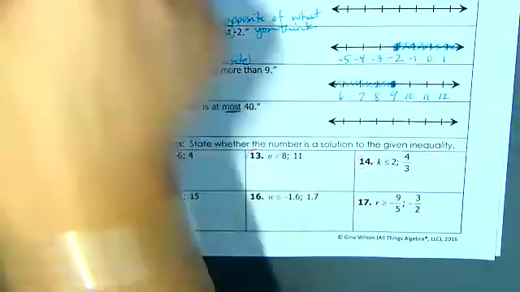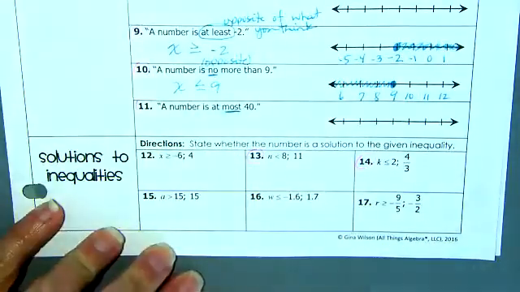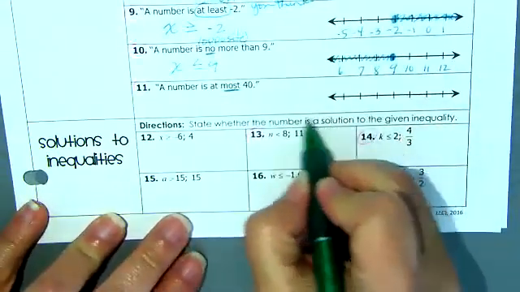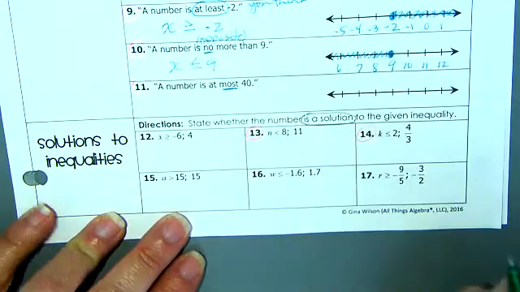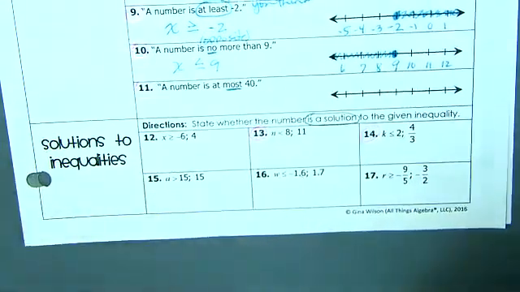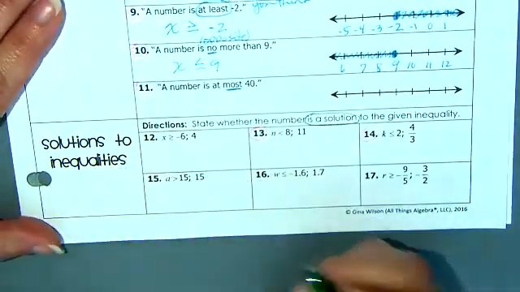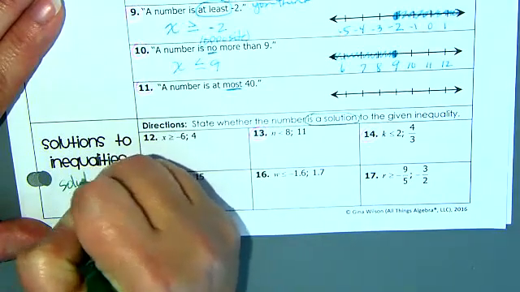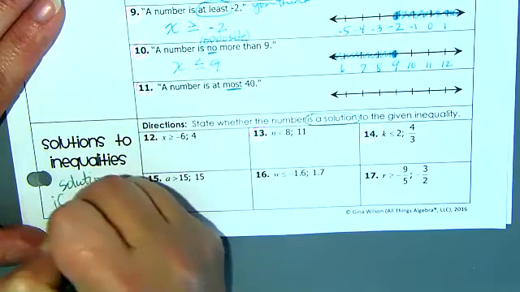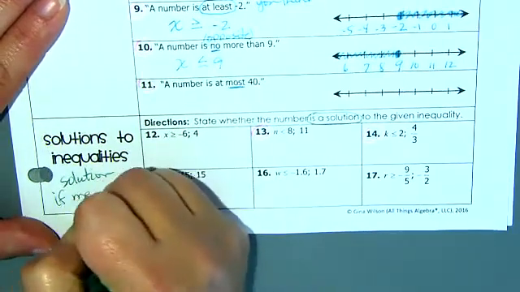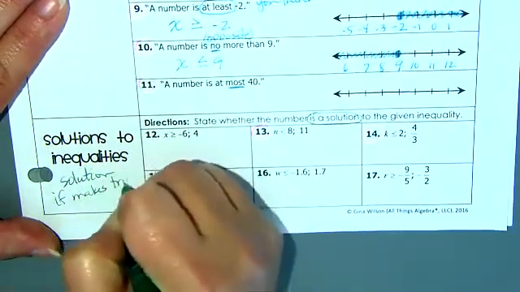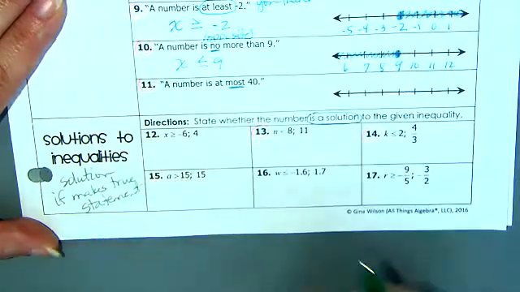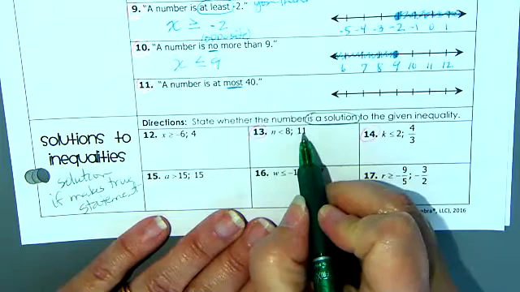Okay, so jumping down to 13, we're trying to determine, is it a solution? Okay, so if it's a solution, it's going to make a true statement. Solution if it makes a true statement. So if I look at 13, this is going to be plugging in.